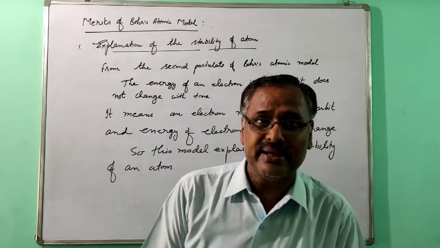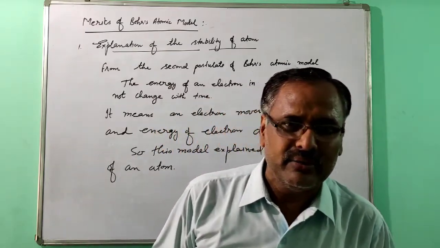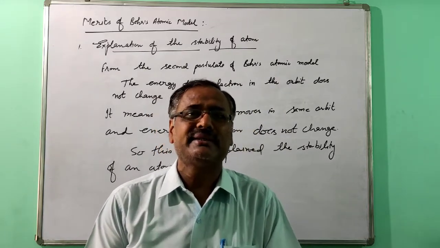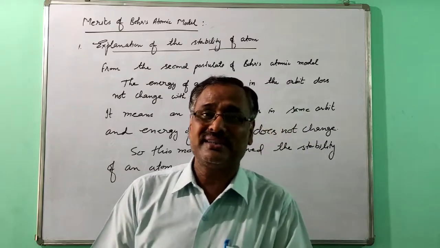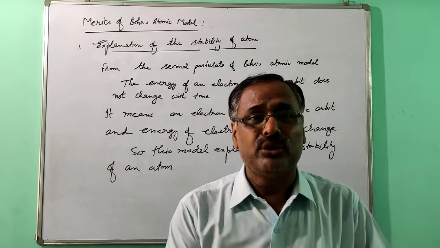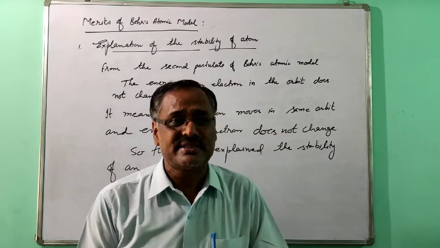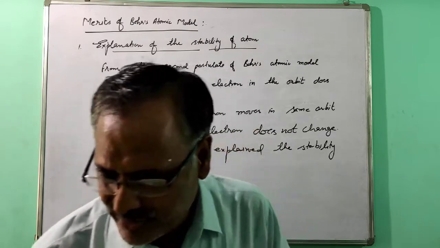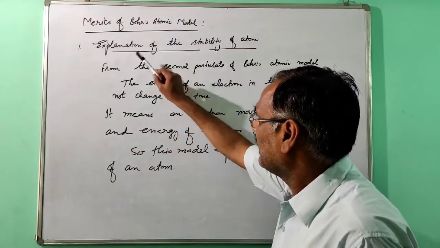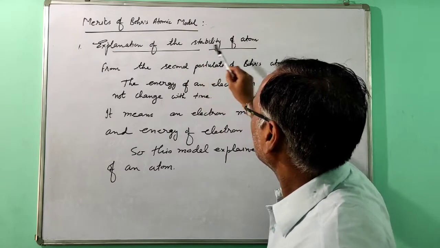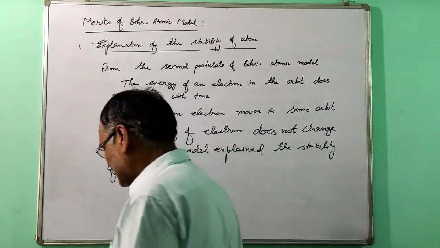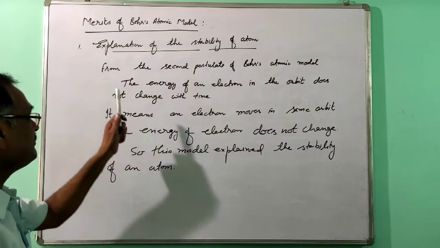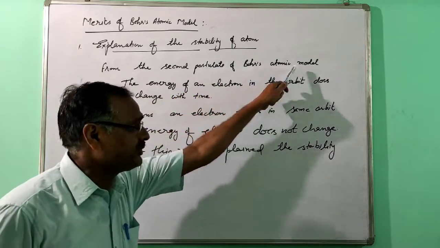So we will take the energy expression given in Bohr's atomic model, and from that energy expression we will derive the expression which was given by Balmer, and both are almost the same. In this way we can say that the Niels Bohr model is successful. First, we are going to study the explanation of the stability of the atom: how Bohr's model explains the stability of the atom from the second postulate.